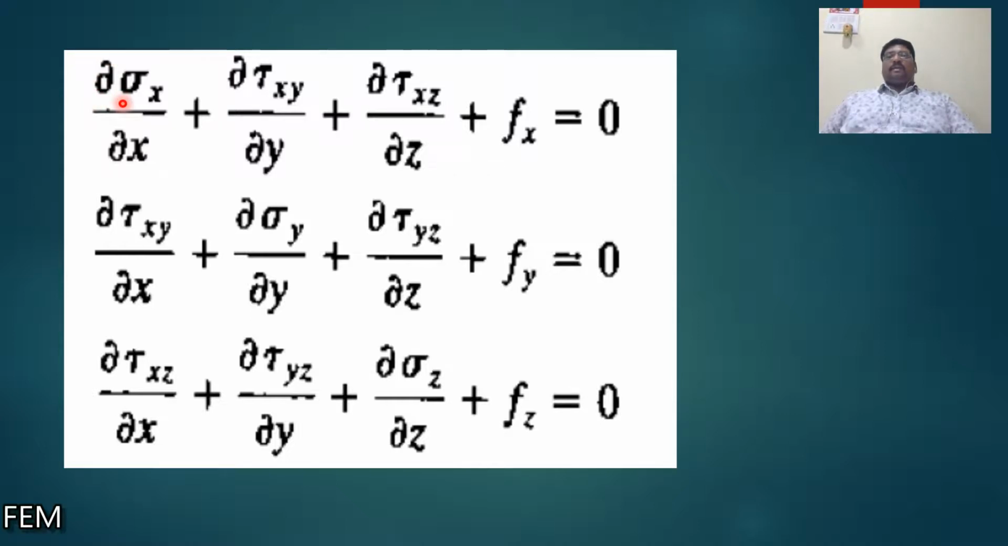So hence the equilibrium equation in x direction is ∂σx/∂x + ∂τxy/∂y + ∂τxz/∂z + fx = 0. Similarly, I get the y direction as ∂τxy/∂x + ∂σy/∂y + ∂τyz/∂z + fy = 0. And ∂τxz/∂x + ∂τyz/∂y + ∂σz/∂z + fz = 0. These three equations are said to be the equilibrium equations for a three-dimensional body or three-dimensional element.